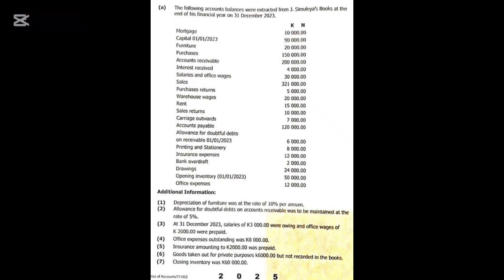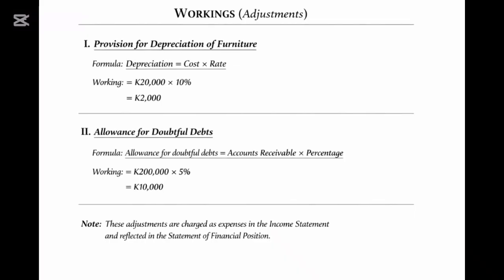So before we continue, the first thing that you must do is to do the workings for all the additional information. But for me, I will not do all of them. I will explain some of them now and some of them later during the tables. So I'm going to do the working for provision for depreciation on furniture and allowance for doubtful debts. First, provision for depreciation of furniture.